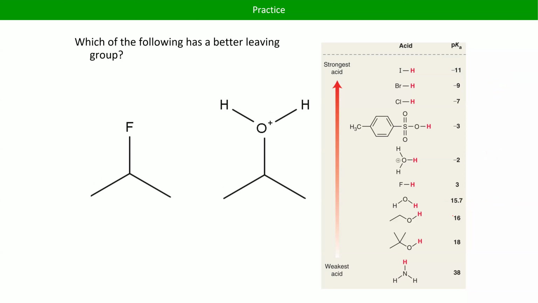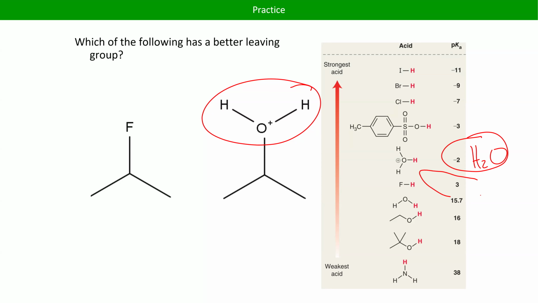So if we looked at fluoride versus this oxygen with a positive charge, which one is a better leaving group? The oxygen with the positive charge. And in this case, our leaving group is water, not hydroxide. So that means we're up here, and we're comparing it to fluoride as a leaving group.